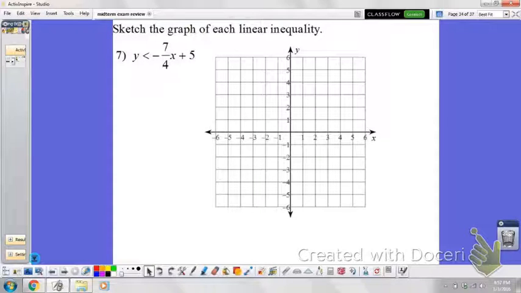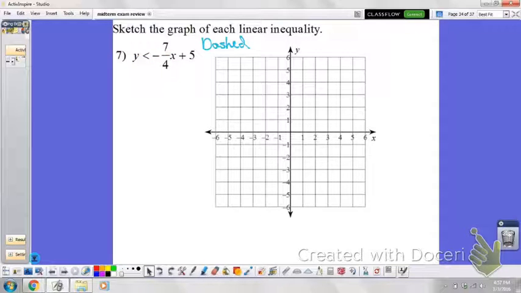So now we have to sketch this linear inequality of y is less than negative 7/4 x plus 5. The first thing I need to do is check to see what kind of line I'm going to have. Since it is just less than, I know I'm going to have a dashed line. So now I'm just going to graph my dashed line.